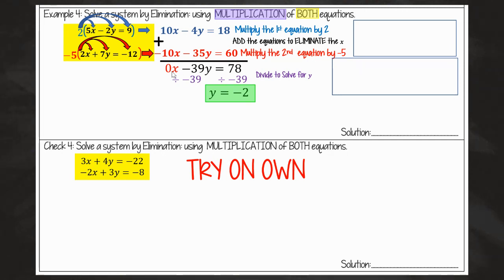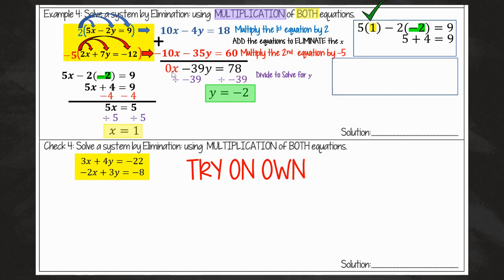Now that I have my answer for y, I can plug it into either equation and solve for x. So 5x minus 2 multiplied by negative 2 is equal to 9. So 5x plus 4 is equal to 9. Subtract 4 from both sides. 5x is equal to 5. Divide both sides by 5. Now I get x is equal to 1. Now I'm going to check my answers. And I see that they both check out. So my solution is 1, negative 2.